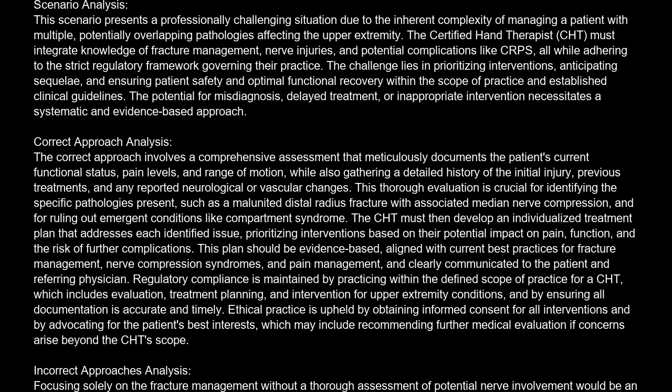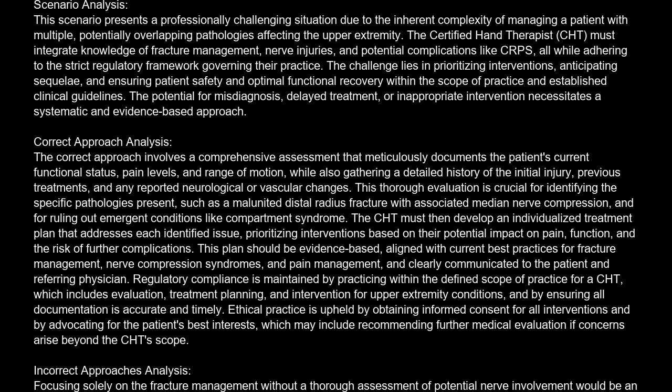This plan should be evidence-based, aligned with current best practices for fracture management, nerve compression syndromes, and pain management, and clearly communicated to the patient and referring physician. Regulatory compliance is maintained by practicing within the defined scope of practice for a CHT, which includes evaluation, treatment planning, and intervention for upper extremity conditions, and by ensuring all documentation is accurate and timely. Ethical practice is upheld by obtaining informed consent for all interventions and by advocating for the patient's best interests, which may include recommending further medical evaluation if concerns arise beyond the CHT's scope.